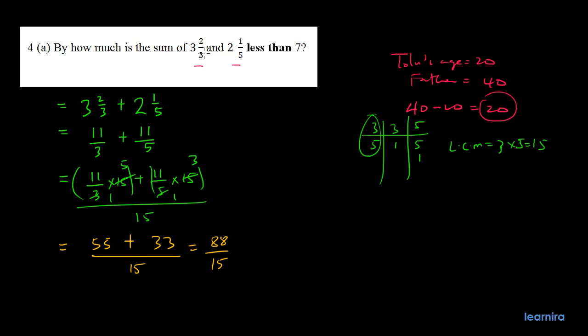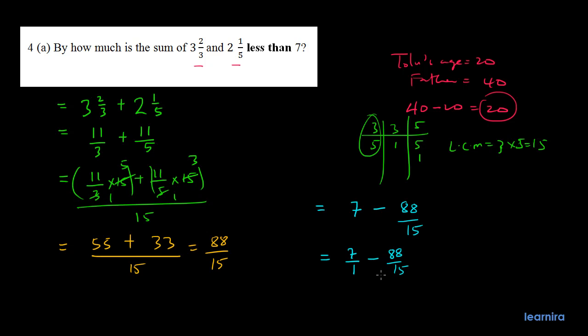The question says, by how much is the sum, since we've added the two fractions now, less than 7? The next thing we need to do is to say this will be 7 minus 88 all over 15, like Tolu's age and her father's age. And this is equal to 7 all over 1, you can just say all over 1, minus 88 all over 15.